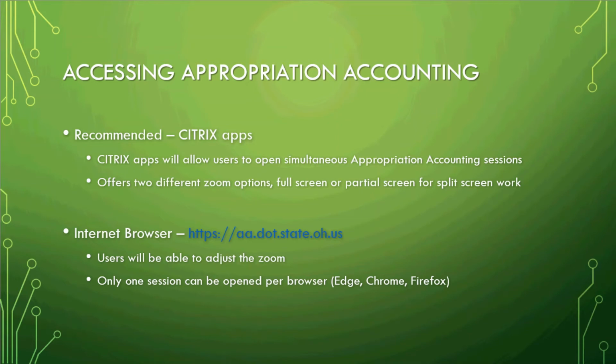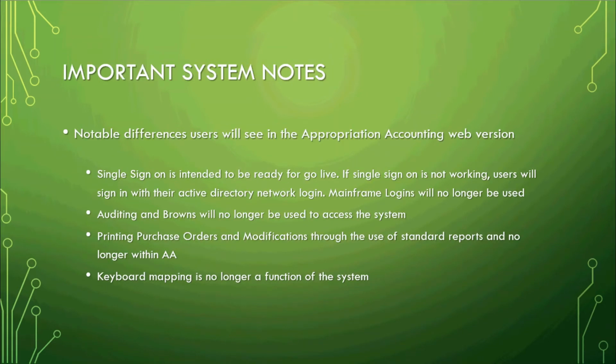The new appropriation accounting website will be aa.dot.state.oh.us. While the goal of the migration project is to mimic the functionality of the mainframe appropriation accounting system as closely as possible, there are some notable differences. Identified differences include single sign-on.